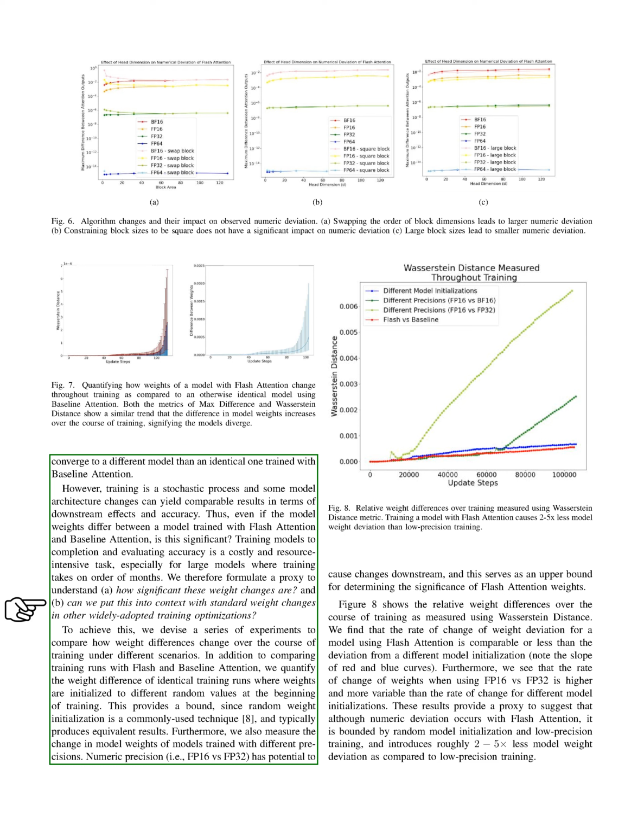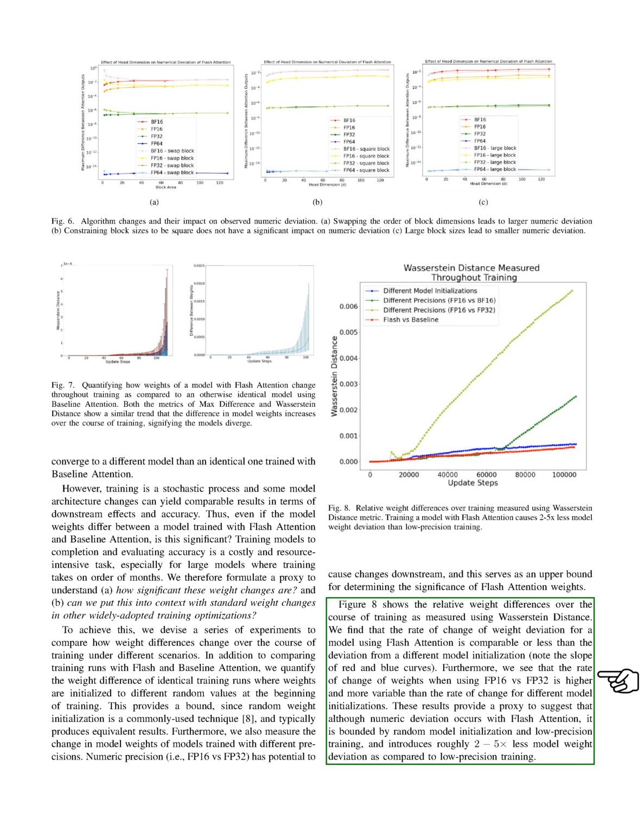To understand the significance of weight changes due to flash attention, we compare weight differences during training under different scenarios. We find that the rate of change of weight deviation for models using flash attention is comparable to or less than the deviation from different model initializations. Additionally, the rate of change of weights with different precisions, FP16 versus FP32, is higher and more variable than with different model initializations.